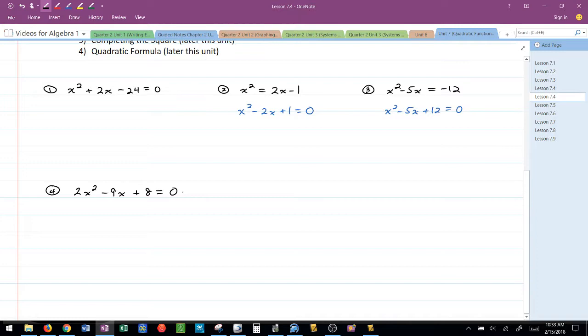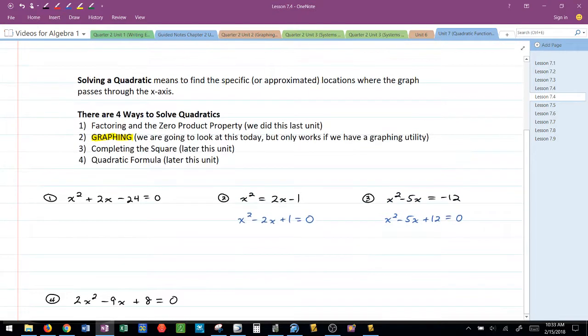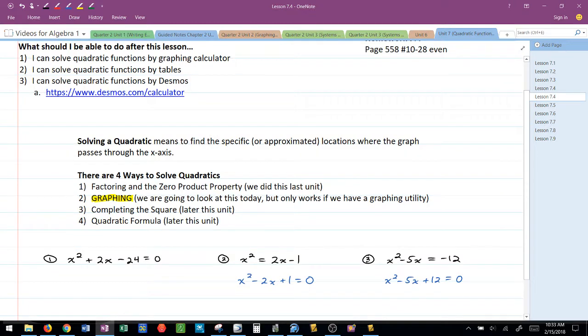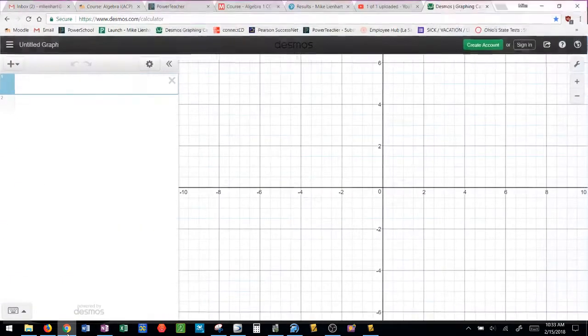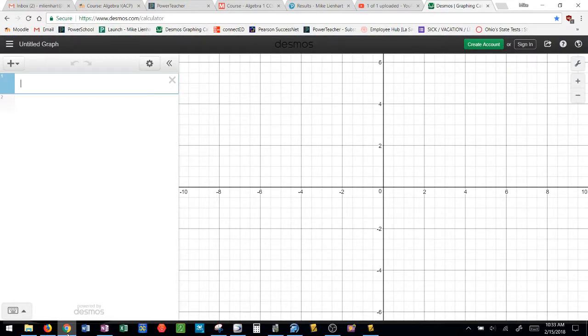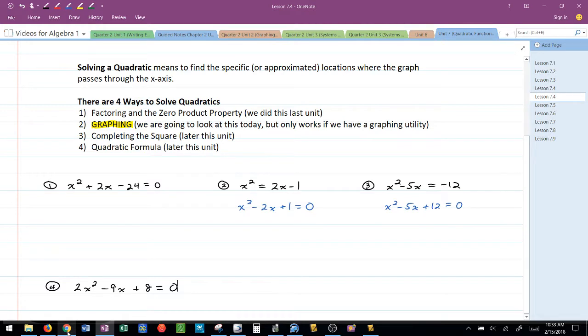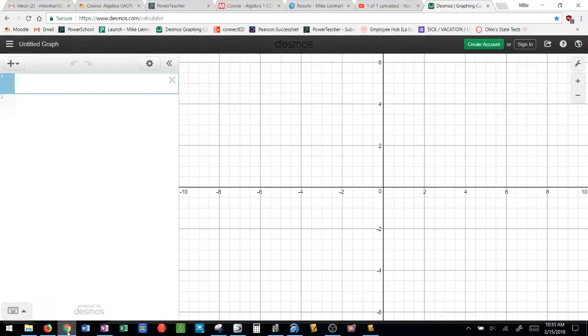All right, so the first thing is I provided you guys on the guided notes with a link to Desmos. If I go to that link, I'm going to get something that looks like this. This is a coordinate plane, and over on the left side is how I would enter things into Desmos. I'm going to enter the equation x squared plus 2x minus 24. So I'm going to say y equals, because I'm graphing, x caret 2.